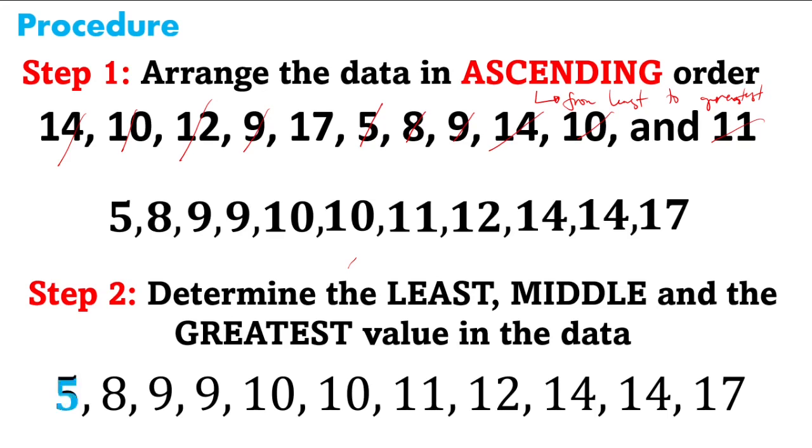Technically, when you say least, it is the smallest value. And in the given data, 5 is the smallest value. So 5 is the least. Next, how about the middle? The middle is located at the center of the whole distribution. So we have 10. How did we know that it is 10?